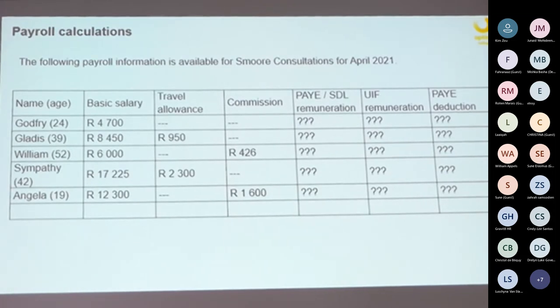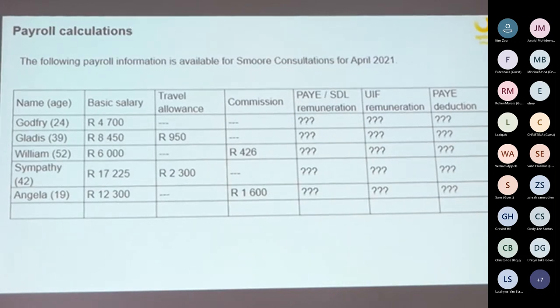You understand where I'm coming from? Some students would now have said, okay, now I need to work out the PAYE remuneration again. So start right at the beginning, 8,450 plus 760 times 12. Don't do that. You've already got the PAYE remuneration. Just use that. Okay, we're sitting with 110,250.